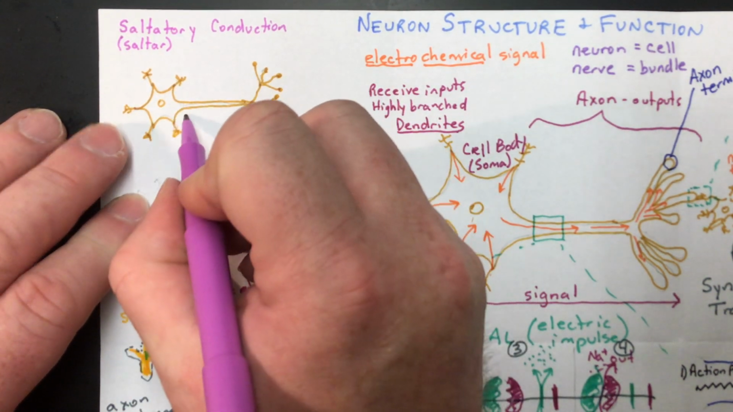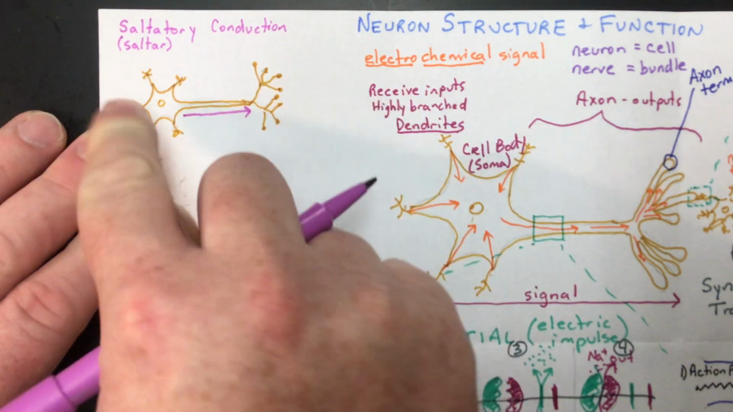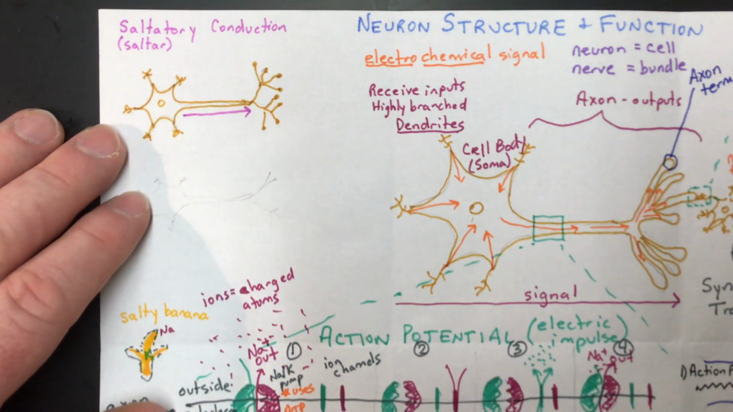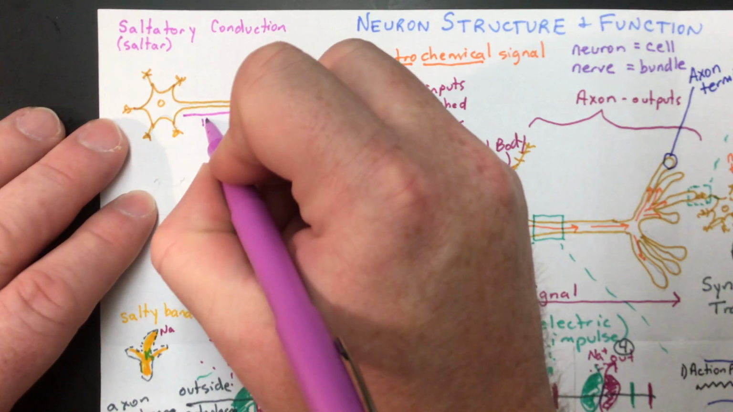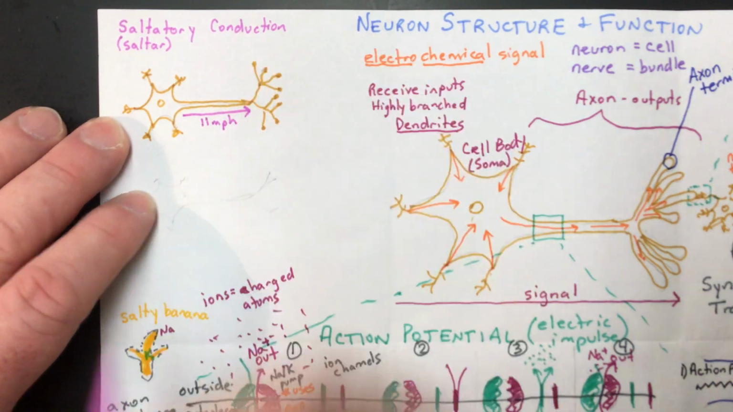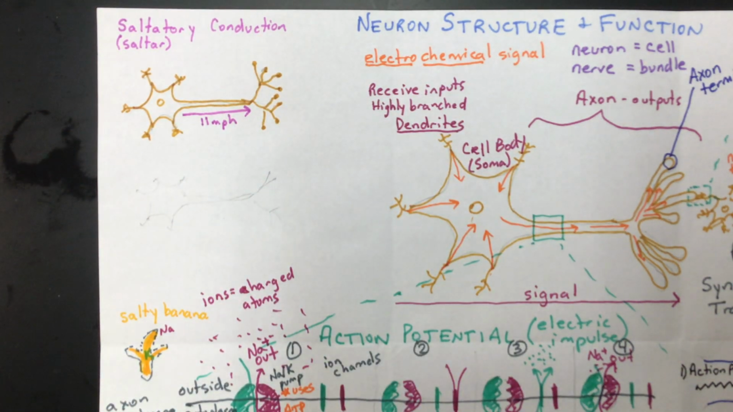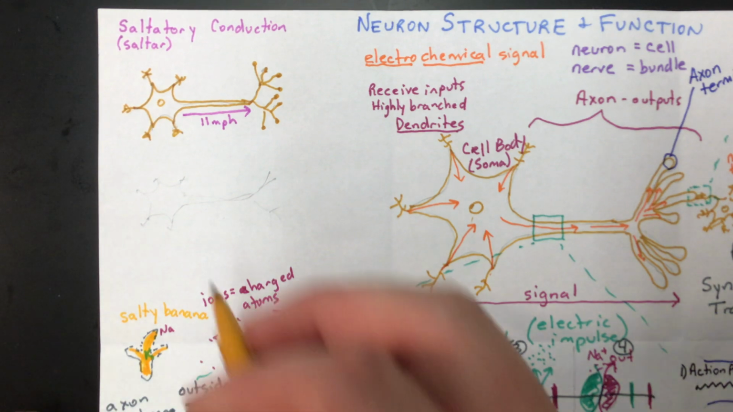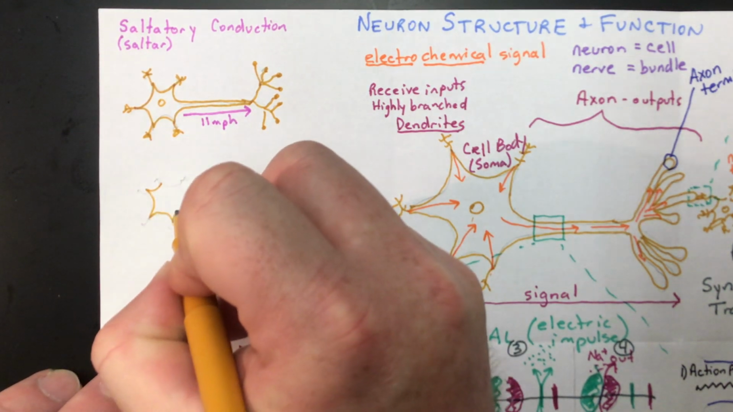So normally a neuron sends a signal from its dendrites, soma, into the axons, and a normal signal goes at about 11 miles per hour, which doesn't seem that fast, but when you consider the length of your body, that's really, really fast. But neurons can make some changes when it's important that a signal goes faster.